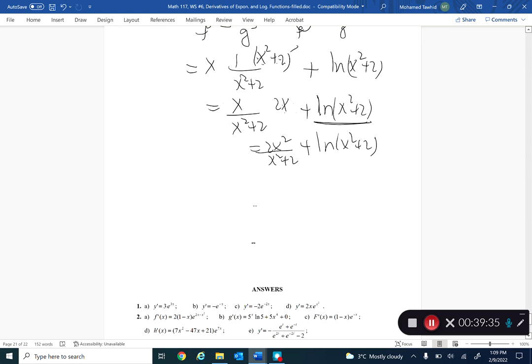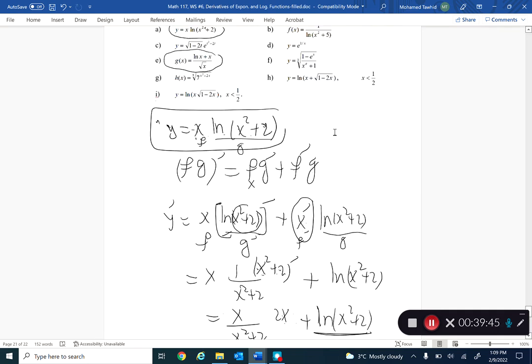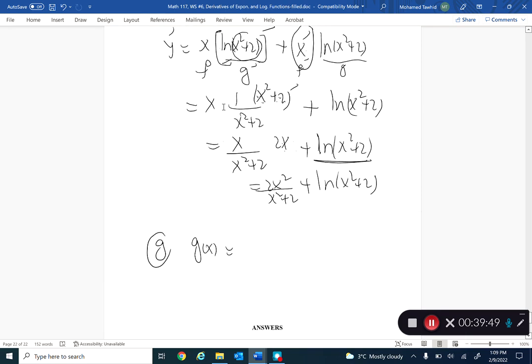You have g of x. Maybe I copied the problem here. That is g of x equals ln x plus x, all divided by the square root of x, right? So that is the problem here. I need to take the derivative of this.